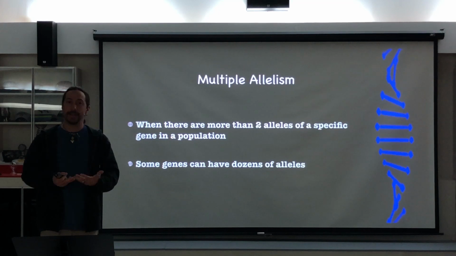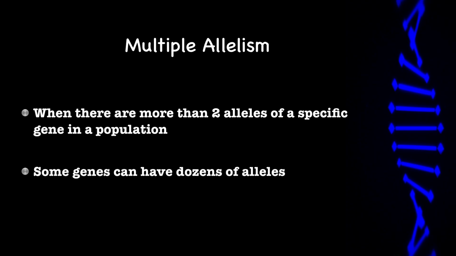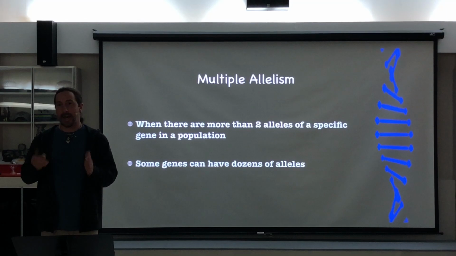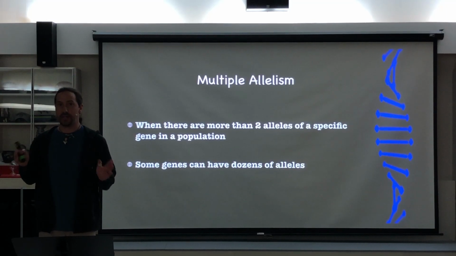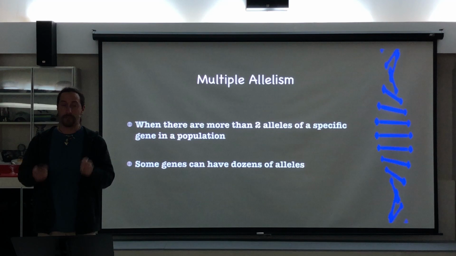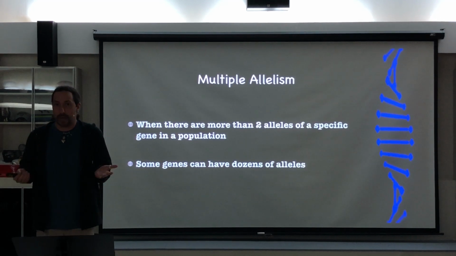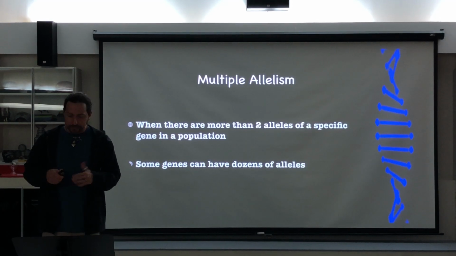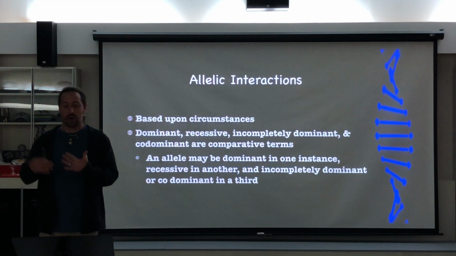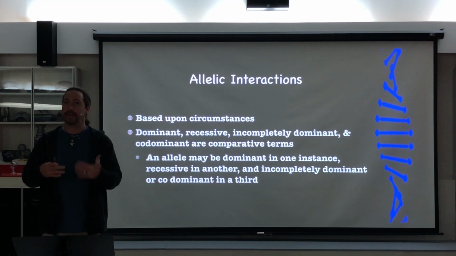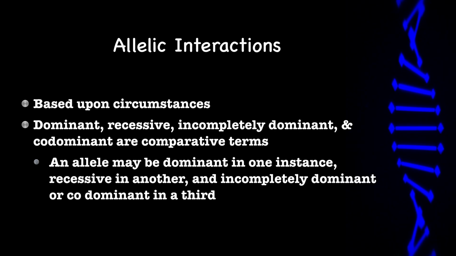To add to this, there's also a term called multiple allelism that we need to understand. Multiple allelism means that instead of having just 2 alleles per gene, we actually have way more than that. Some genes have dozens of different alleles. That means we have a lot more combinations than just red or blue being the only options. This matters because these alleles all have to interact with each other, and the way they interact is on a case-by-case basis.